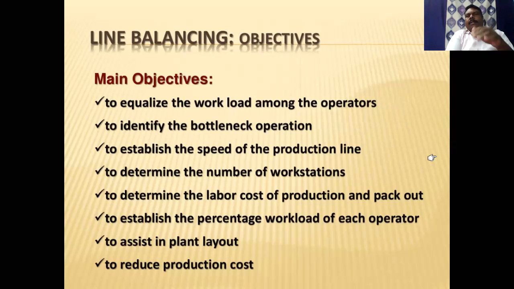So now we are going to see the line balancing objectives. The main objective is to equalize the workload among the operators, and to identify the bottleneck operation. Bottleneck means any problem that we need to identify and solve. Another objective is to establish the speed of the production line, and speedy work is very important. For example, if you go to a bakery or cake shop and place an order for some cake, how long will you wait? You will wait for 10 minutes, 15 minutes.